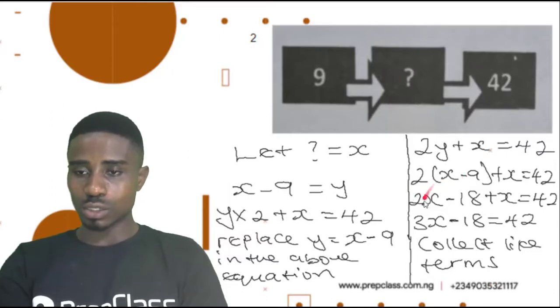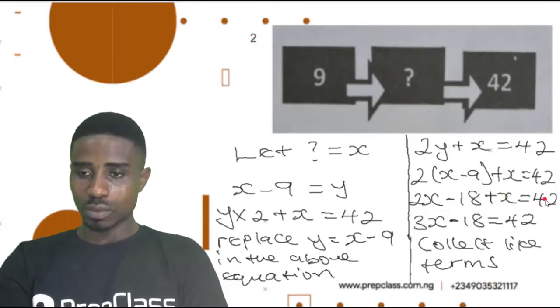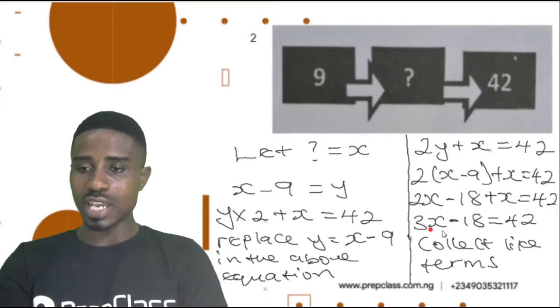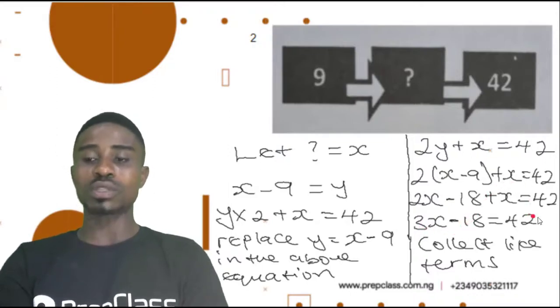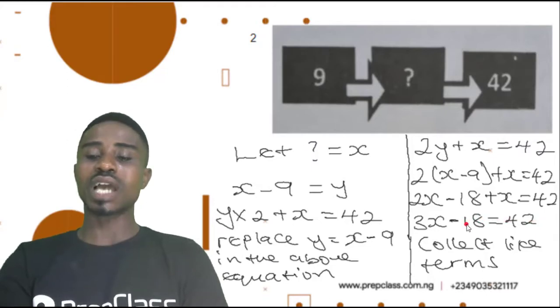So 2 times x is 2x. 2 times minus 9 is minus 18 plus x equal to 42. Then we're going to collect like terms. We are just going to add up x plus 2x will give us 3x minus 18 equal to 42. Then next we collect like terms. That means the like terms, of which we did a bit of it here. X plus 2x give us 3x. Then minus 18 will go out to become plus 18, because when a negative sign crosses the equality sign, it becomes positive.